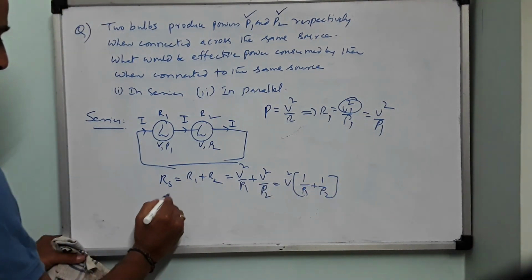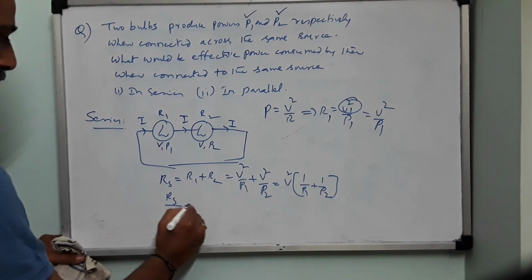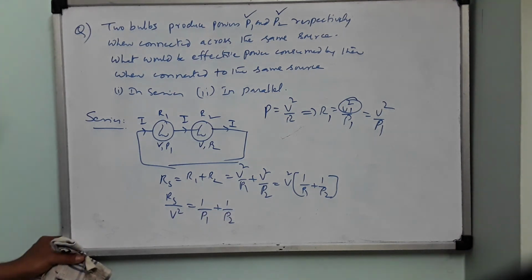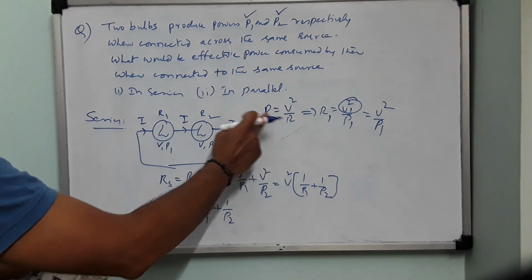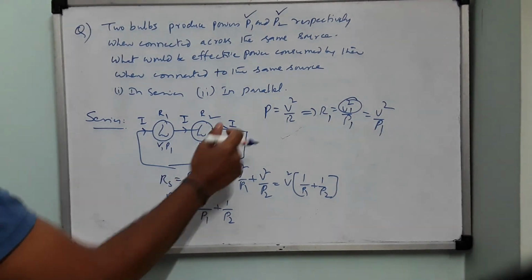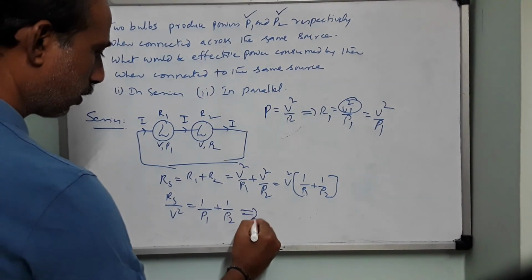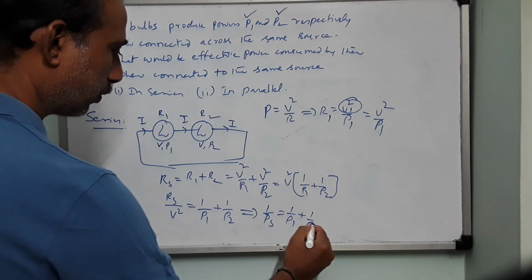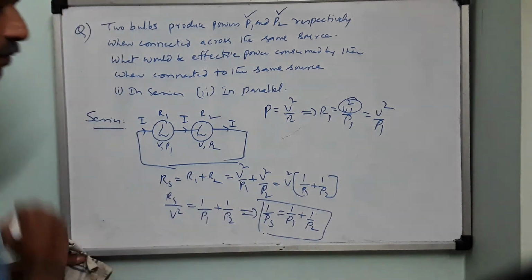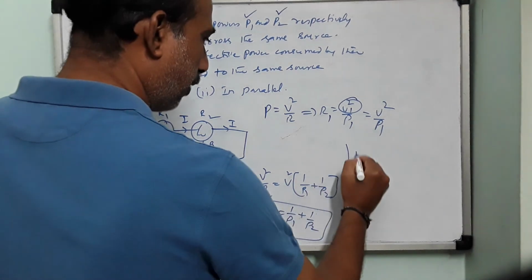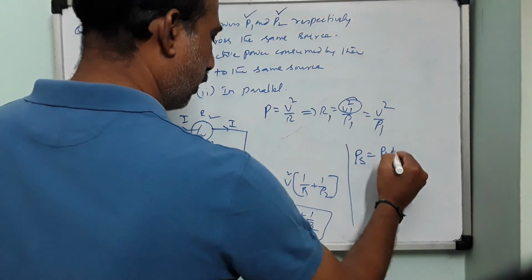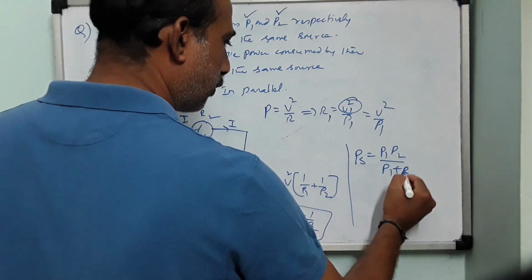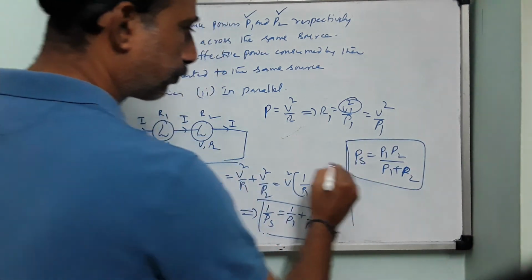V square, you bring to this side. Rs by V square equals 1 by P1 plus 1 by P2. If you write V square by R, it is P, but R by V square will be 1 by P. So this implies 1 by P series equals 1 by P1 plus 1 by P2. Clear? Or this will be P series equals P1 into P2 by P1 plus P2. I take the LCM and then reciprocate, then I get P series.